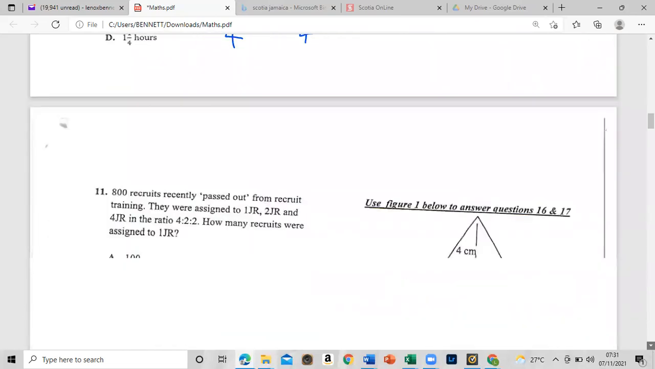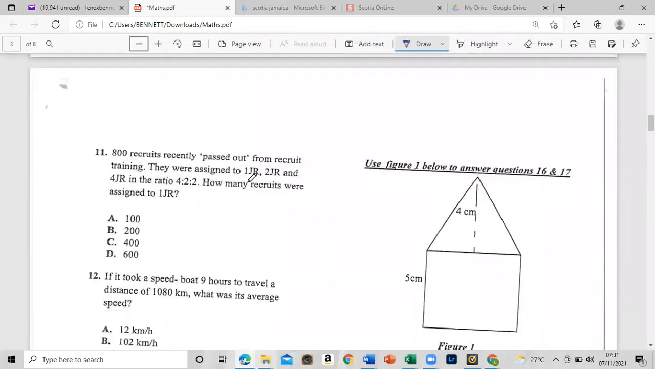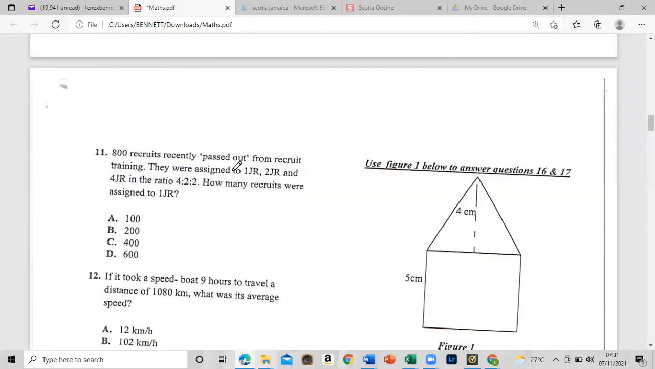All right, if we go on to number 11, 800 recruits recently passed out from the recruit training. They were assigned to 1 JR, 2 JR, and 4 JR in the ratio of 4 to 2 to 2. How many recruits were assigned to the 1 JR? All right, so 1 JR is 4, right? So that's a half. So basically, how many were recruited to the 1 JR?